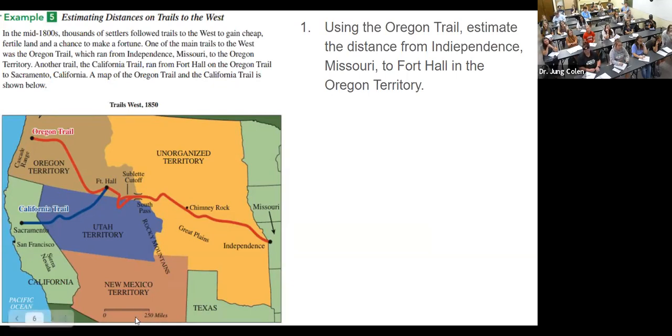So it's about this much, right? That much is 250 miles. So you can use your estimation there and think about how many miles it is from Independence, Missouri to Fort Hall. How did you get that? How many 250s did you have? 4? So let's see.